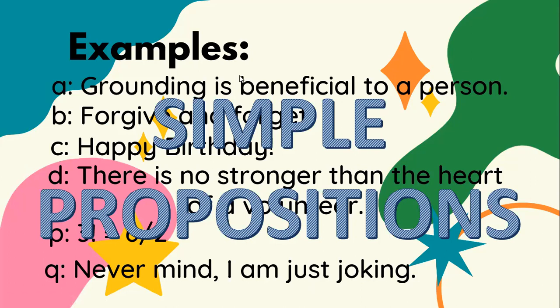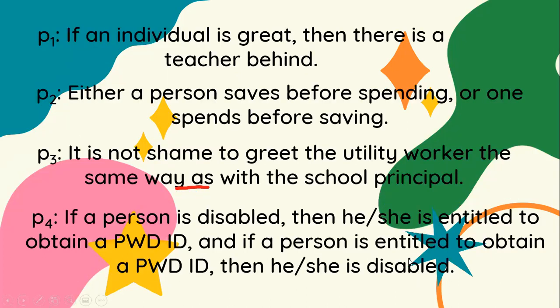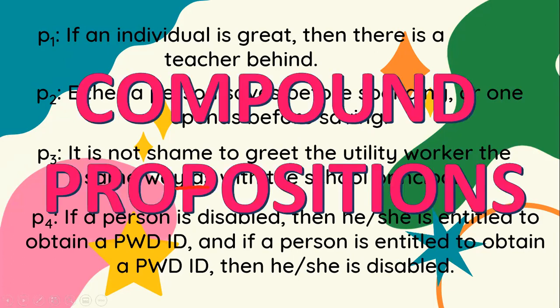Okay? Sa simple proposition natin kay D, gumamit tayo ng logical connector na not. Pero with A, P, and Q, wala tayong logical connector na ginamit. Okay? Let's have the last part. Yung P1 to P4 are all examples of compound propositions. So sa compound proposition, kung makikita natin, pwede nating paghiwalayin. Okay? So ano yung logical connector?